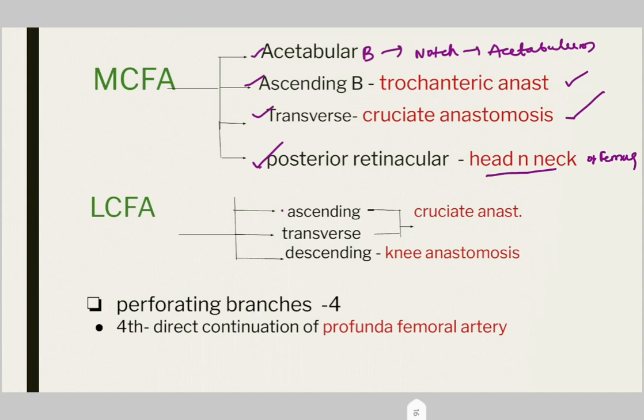Coming to lateral circumflex femoral artery branches, it gives off ascending, transverse, and descending branches. Ascending transverse will participate in the cruciate anastomosis, and the descending will participate in the anastomosis around the knee joint. Perforating branches, there are 4 perforating branches. The 4th one is a direct continuation of the profunda femoral artery. Coming to the muscular branches, nothing, it just supplies the muscles.